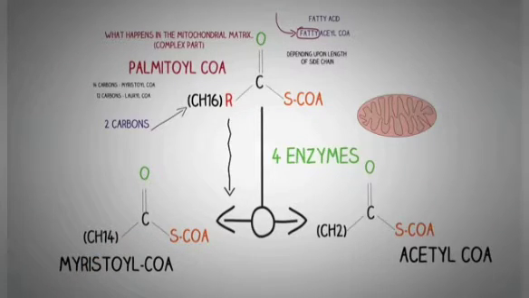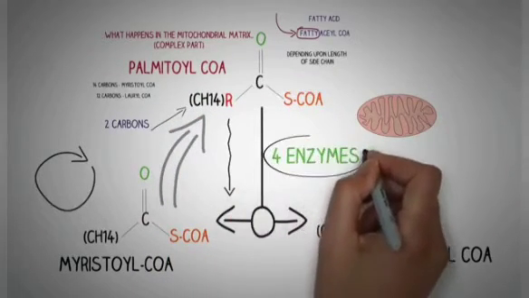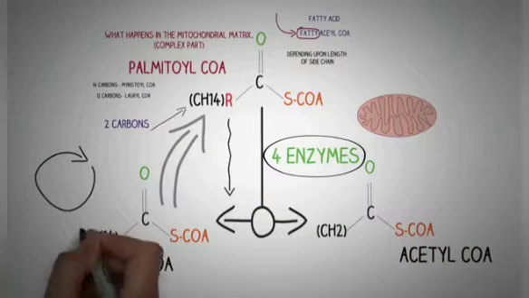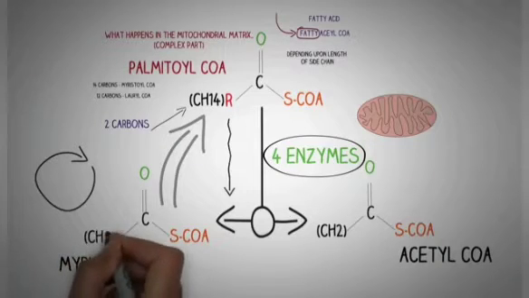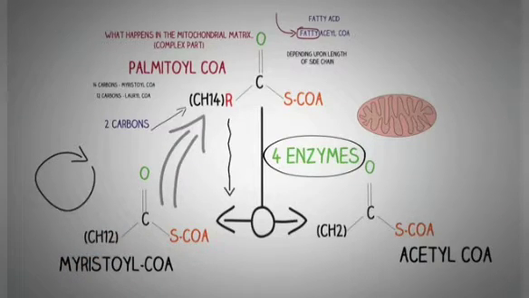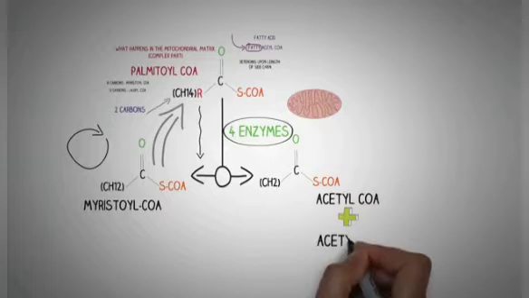Now the cool part about this beta oxidation pathway is that the newly formed fatty acyl CoA, which is 2 carbons less than the parent compound, re-enters this pathway. So now we begin with the 14 carbon compound, the myristoyl CoA. This is acted upon by the same 4 enzymes, and this leads to generation of a new 12 carbon fatty acid. This also leads to generation of a new molecule of acetyl CoA.